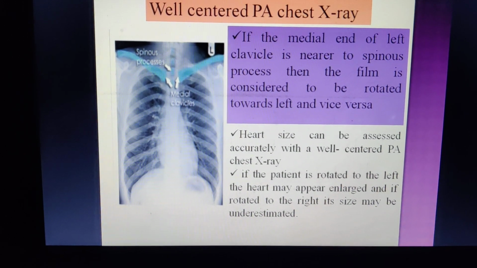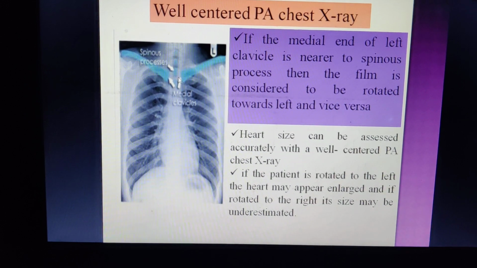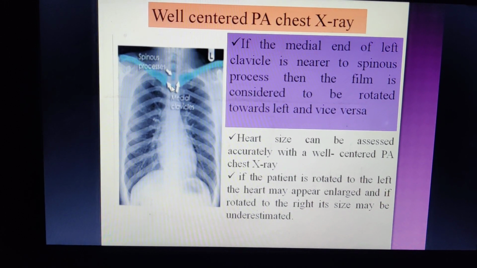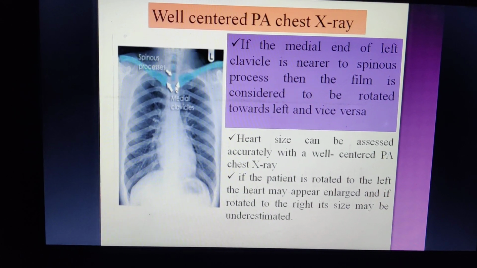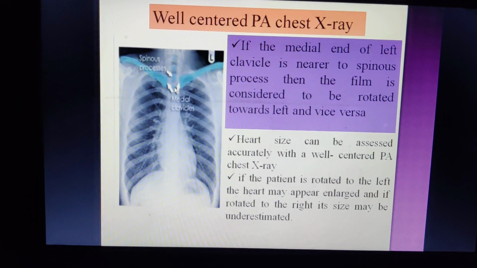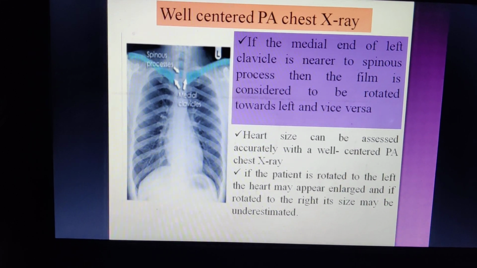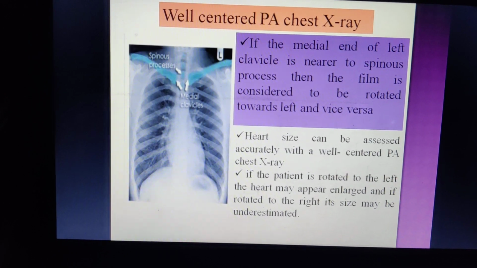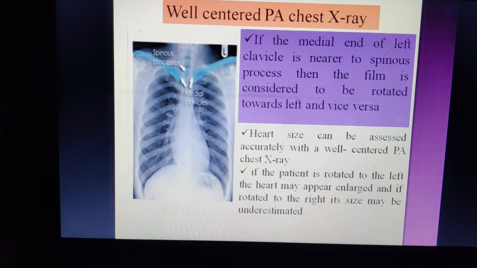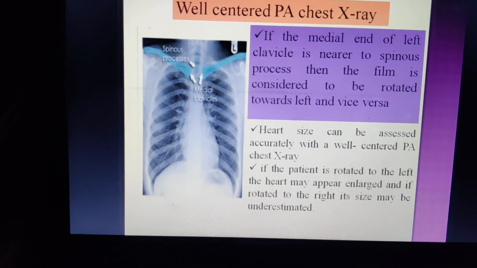See this, if the medial end of the clavicle is nearer to the spinous process, then the film is considered rotated to the left side, or vice versa. Heart size can be assessed actually with the well centered PA chest view. If the patient is rotated to the left side, what will happen? Heart may appear enlarged. If rotated to the right, its size may be underestimated.